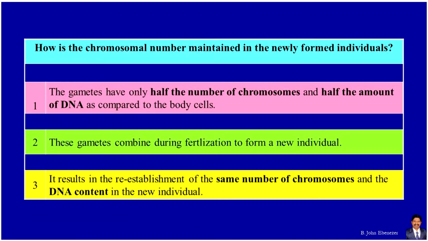How is the chromosomal number maintained in the newly formed individuals? The gametes have only half the number of chromosomes and half the amount of DNA as compared to the body cells. These gametes combine during fertilization to form a new individual. It results in the re-establishment of the same number of chromosomes and DNA content in the new individual.